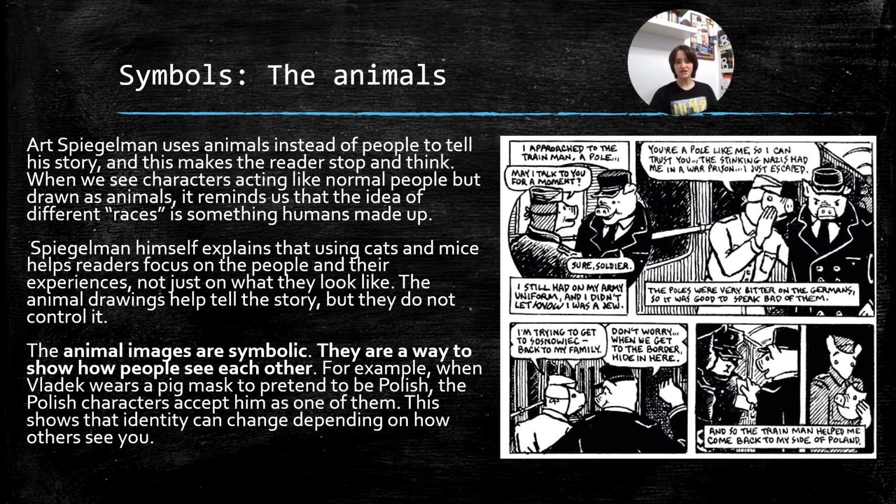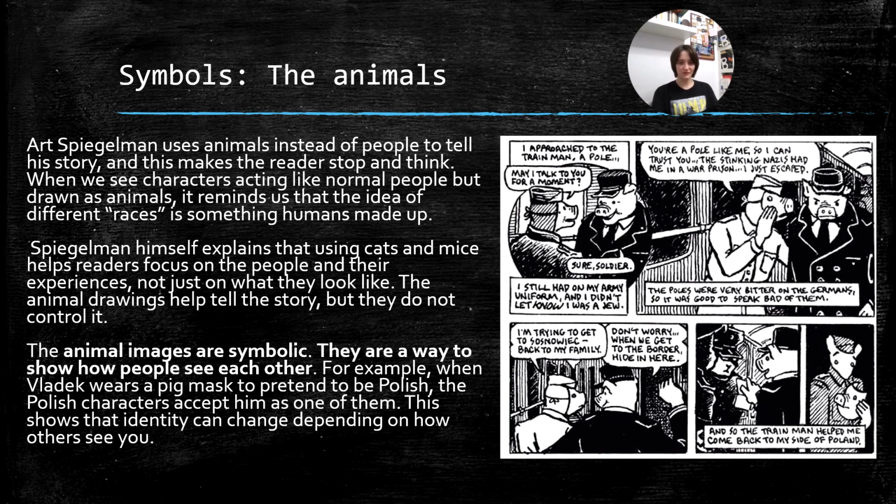That for sure wasn't his point. So he uses animals instead of people to tell his story, his father's story, to make the reader stop and think. He doesn't use people because, as he said, it would look like he's pleading for sympathy, not like he's trying to actually tell us something, to actually teach us something. So it reminds us that the idea of different races is something that humans made up.